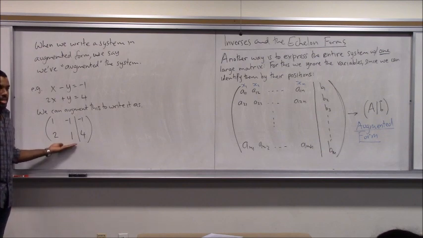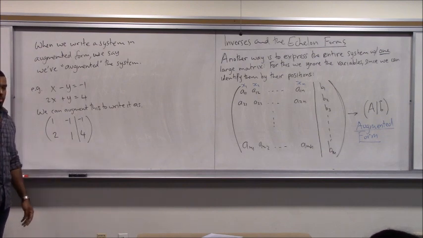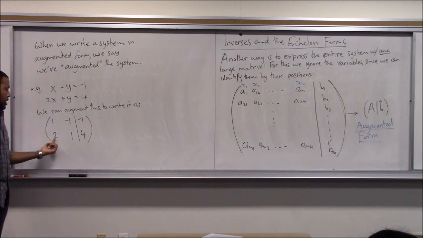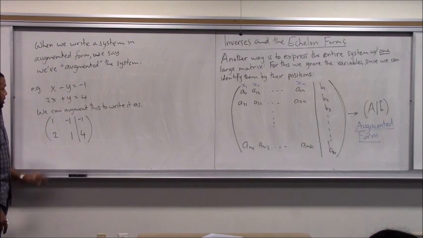So this tells you everything important about the system. It tells you that you want to add 1 times one variable minus 1 times another variable to get minus 1 as the answer, and you need 2 times the first variable plus 1 times the second variable to give you 4 as the answer. And so this can represent the system. This says the system is in augmented form.